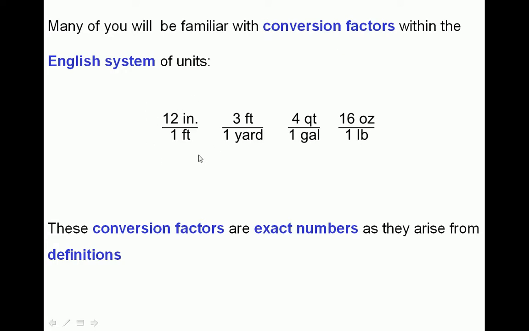Okay, so many of you will have knowledge of conversion factors within the English system of units. For example, that 12 inches is 1 foot, or 3 feet is 1 yard, or there are 4 quarts in a gallon and 16 ounces in the pound. And these are what we will use to convert between different units of measure within the English system. So again, these conversions are exact numbers because they arise from the definitions of the units. There's no uncertainty associated with them. Multiplying a measurement by one of these conversion factors will not affect the significant figures in our answer.